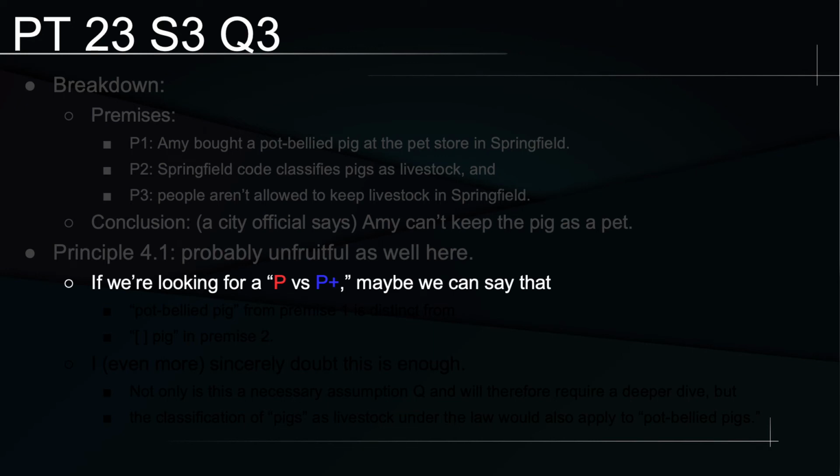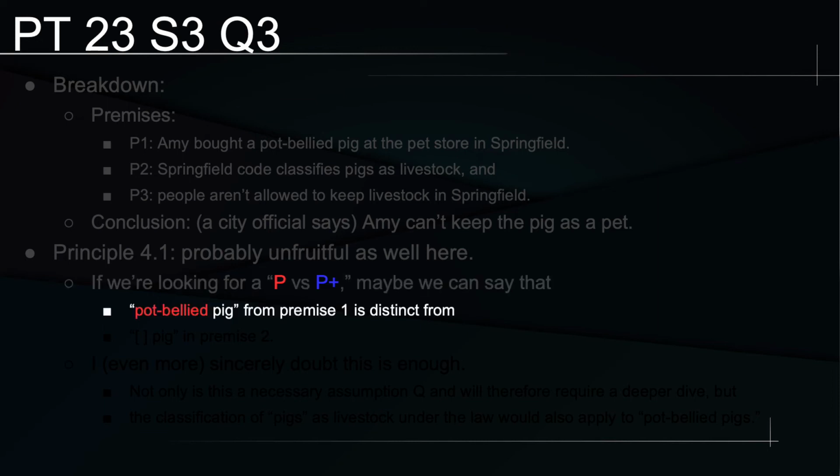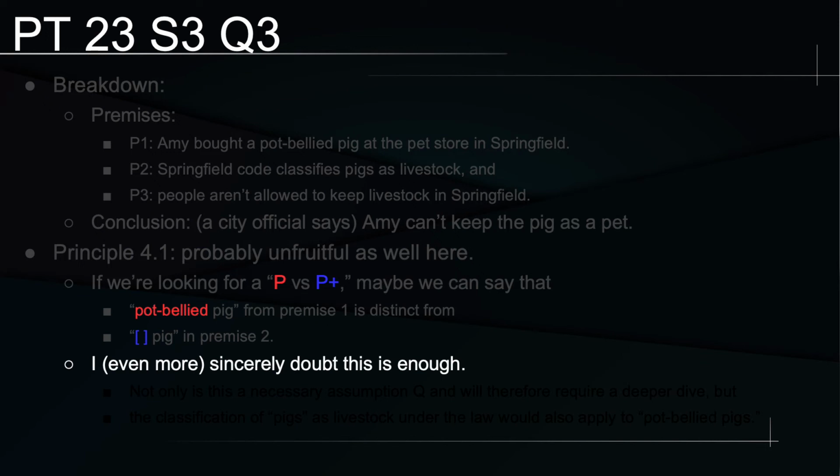If we're looking for a P versus a P plus, so let's say, okay, fine, we didn't find a disconnect with the conclusion. Let's see if there's any disconnects in the premises. Maybe we can say that the pot-bellied part from pot-bellied pig in premise 1 is distinct from the general pig that's mentioned in premise 2. All pigs basically are classified as livestock according to principle 2. I even more sincerely doubt that this is going to be enough.